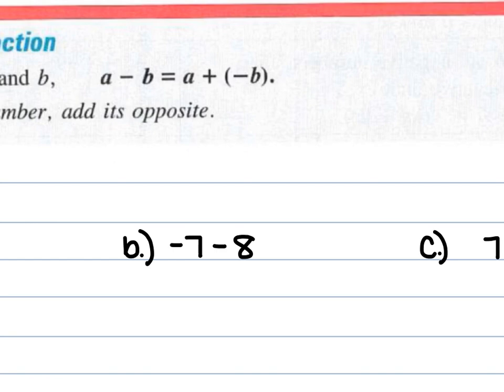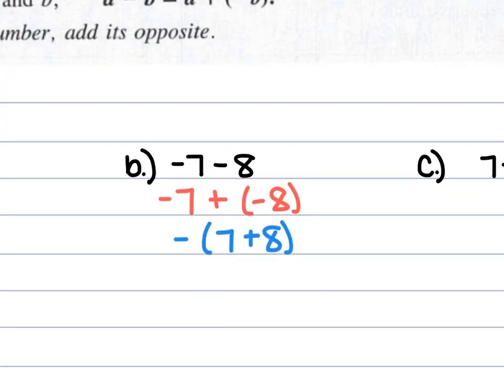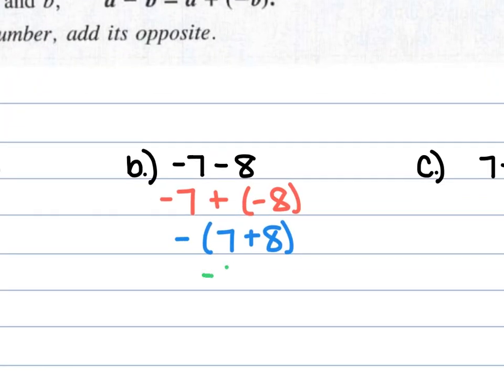For B, we have negative 7 minus 8, so we can separate this and make it an addition problem, so negative 7 plus negative 8. Our signs are the same, so we're going to keep the sign and add the two numbers. 7 plus 8, keep it negative. 7 plus 8 is 15, so negative 15 is our answer.